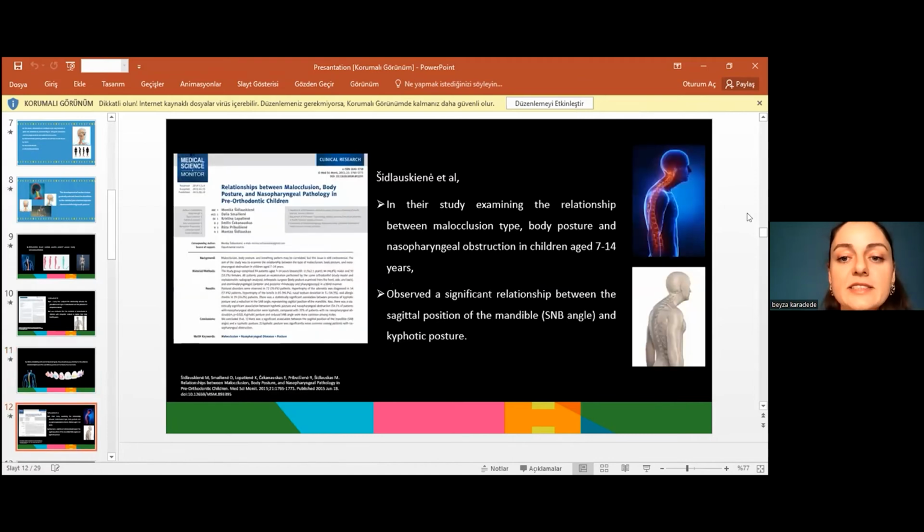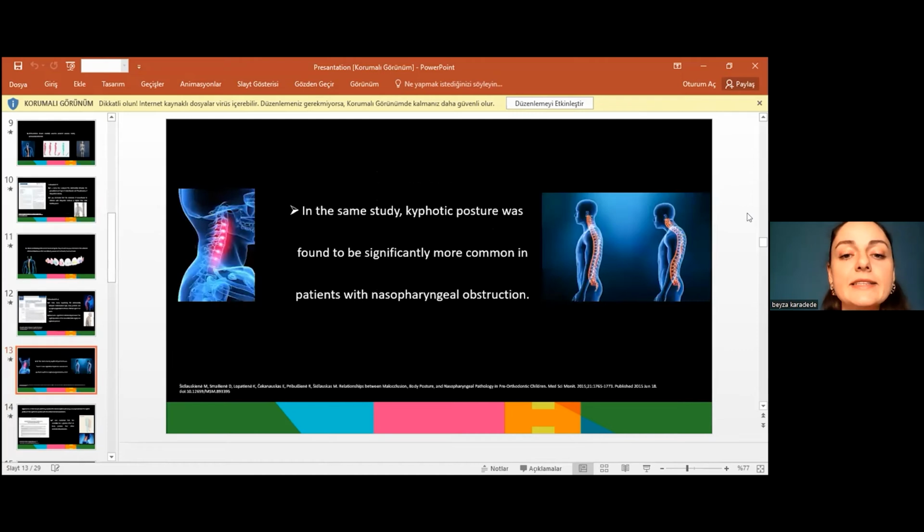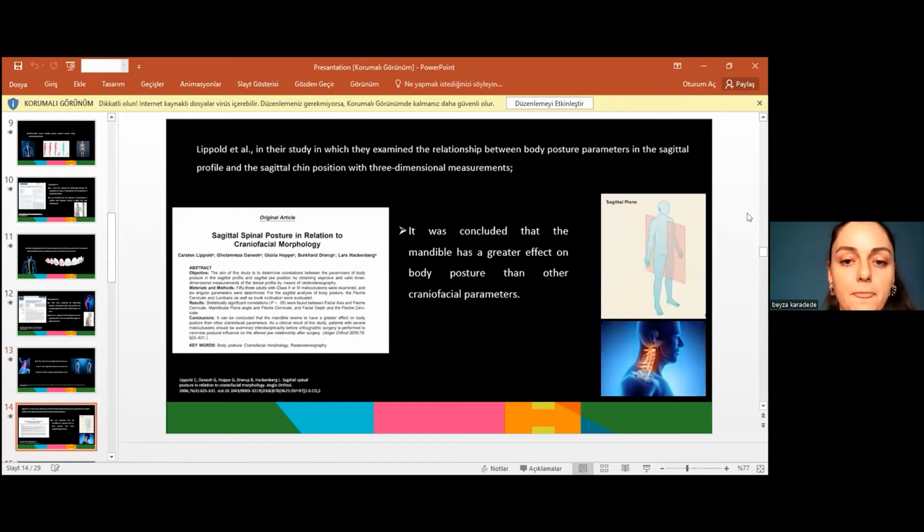Silowski et al., in their study, examined the relationship between malocclusion type, body posture, and nasopharyngeal obstruction in children aged 7 to 14 years. They observed a significant relationship between the sagittal position of the mandible, the SNB angle, and kyphotic posture. In the same study, kyphotic posture was found to be significantly more common in patients with nasopharyngeal obstruction.